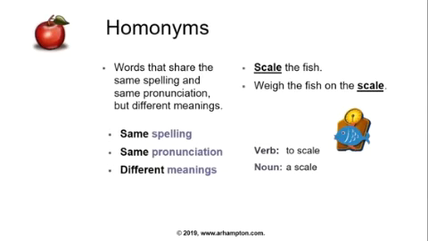For example, scale the fish. Weigh the fish on the scale. In the first sentence, scale is a verb meaning to cut or remove the fins and the skin from the fish, to cut that away. In the second sentence, scale is a noun, which is a device that measures weight. So you put the fish on the scale, which is a noun. So notice that they both have the same spelling. You pronounce them the same, but they have different meanings, and this is what makes them homonyms.